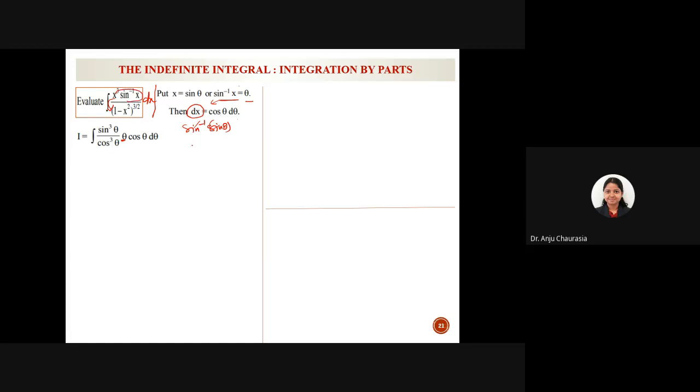And in the denominator, 1 minus x square is 1 minus sine square theta, that is cos square theta, to the power 3 by 2. Cos square theta can be considered this, I hope you remember. And this is cos theta whole cube, so this is cos cube theta. Try to understand.